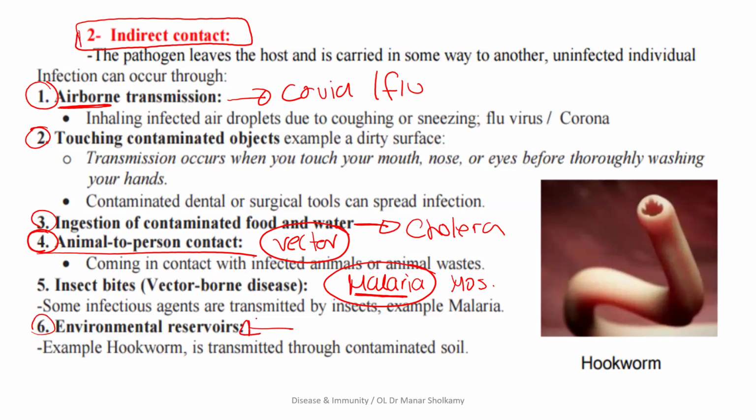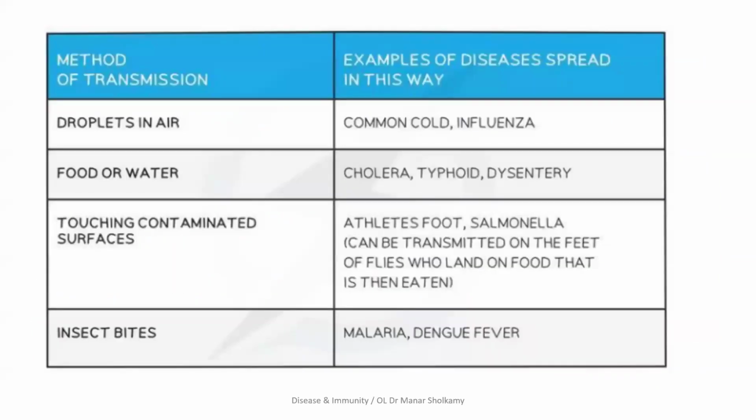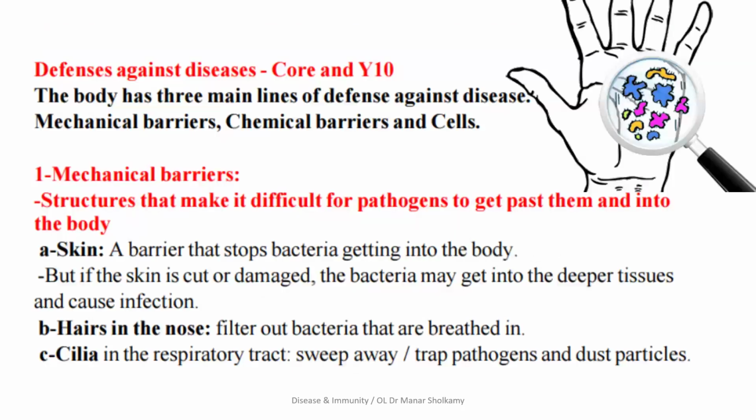Environmental reservoirs, this is also very easy. For example, we have this worm in the soil. Children that play in the soil and then put the soil or the sand when they're sitting on the beach, put it in their mouth. They can put inside their bodies this hookworm because it's very common in the soil and they can become very sick. Okay, so methods of transmission. This is important because it appears in paper too, by the way. Airborne, waterborne, foodborne, such as cholera, airborne, like the flu, touching a contaminated surface, insect bite, like malaria. Very easy. It will take you 5 minutes only to study this part.